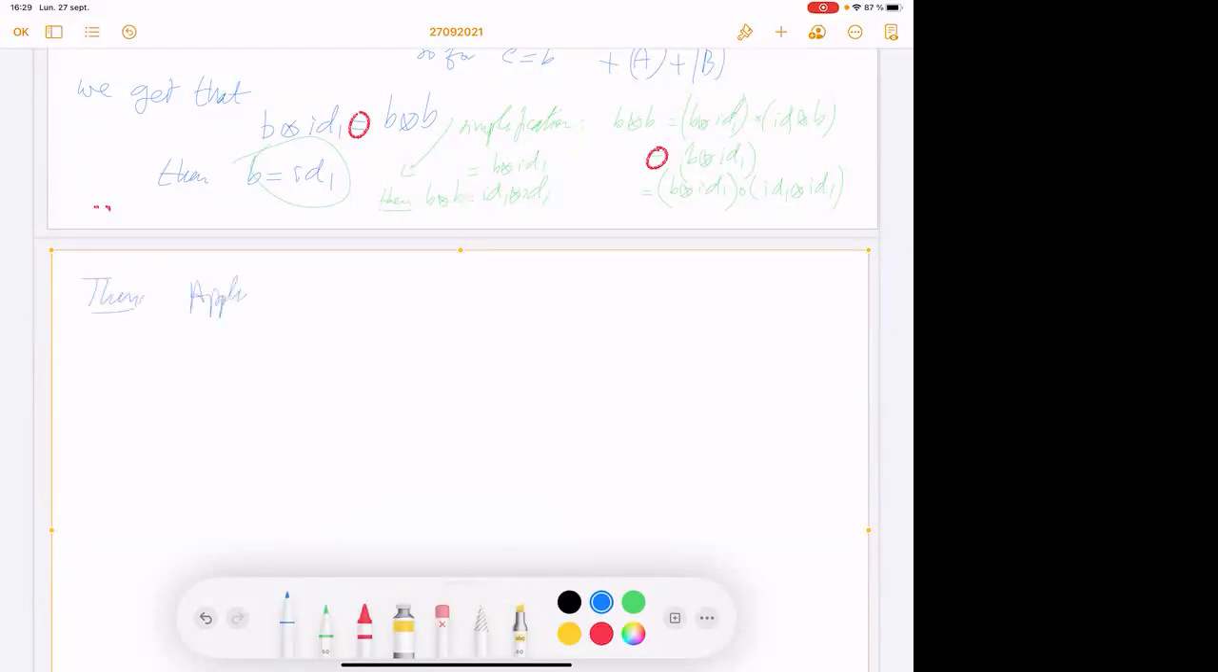So anyway, apply R1 inverse, you get B equal ID1. So eta 1 inverse composed with eta 2 equal ID1, which means that eta 1 equal eta 2.